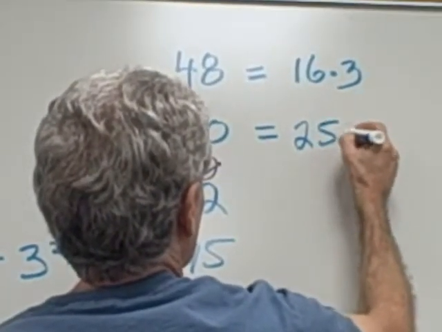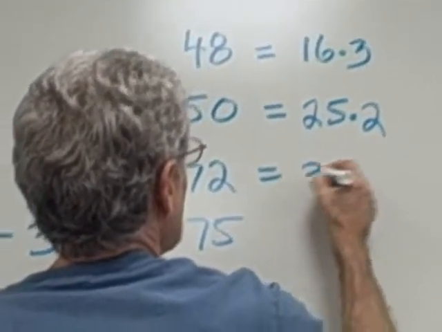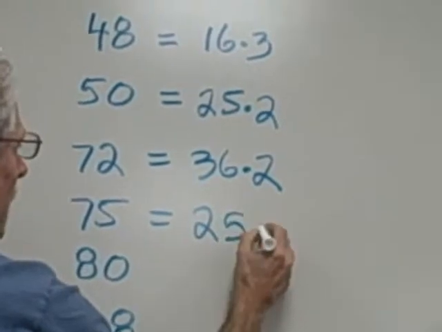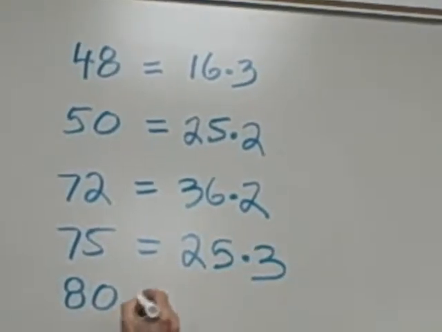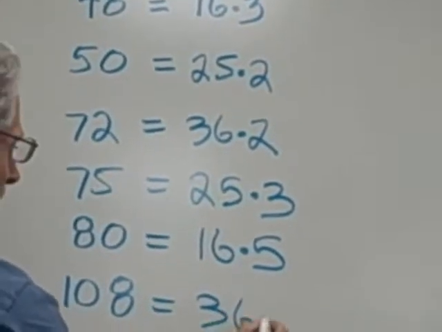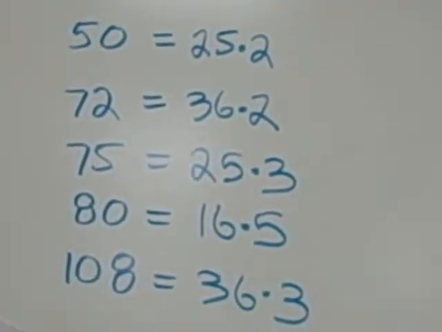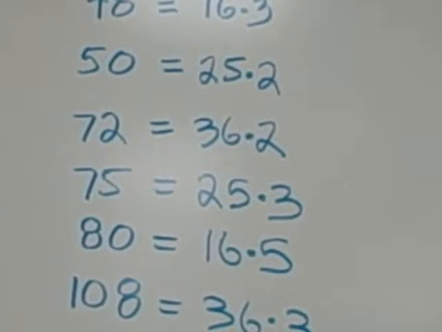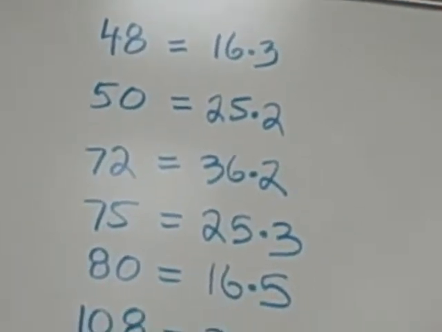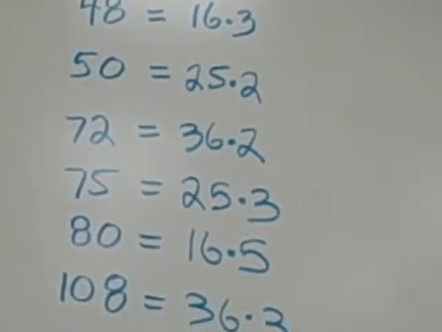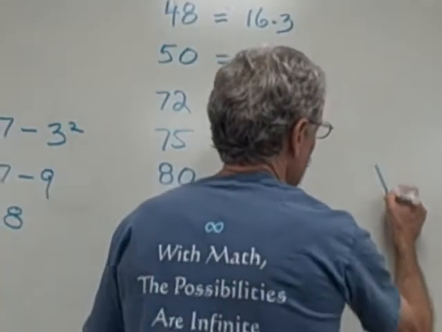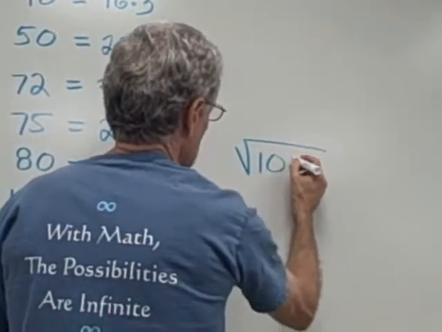This is 25 times 2. This is 36 times 2. This is 25 times what? 3. This is 16 times 5. This is 36 times 3. Can you see, do some of you get the idea on these already? If you're taking a square root, what if you saw a problem that was like this?